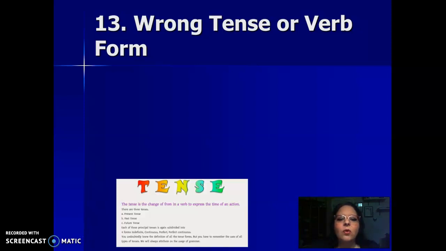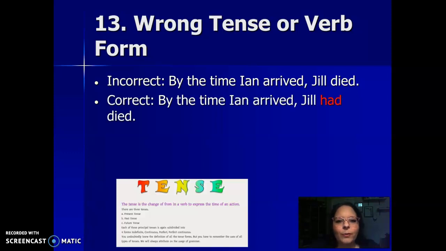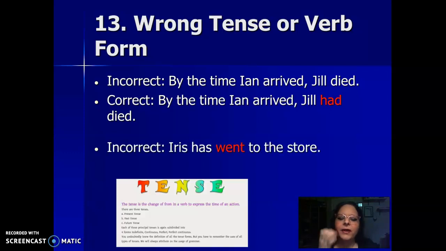Wrong tense or verb form. By the time Ian arrived, Jill died. One happened before the other. So when you go further back in time, you add the word had. By the time Ian arrived, Jill had died. So that means she'd already passed away by the time he got there.